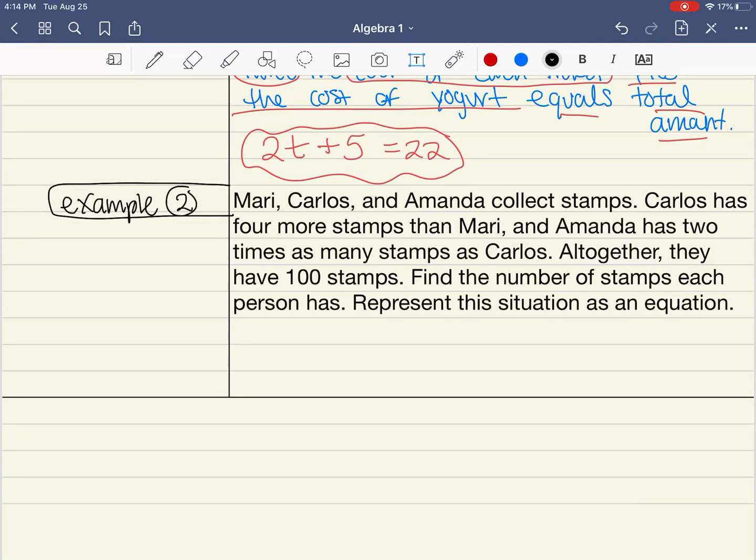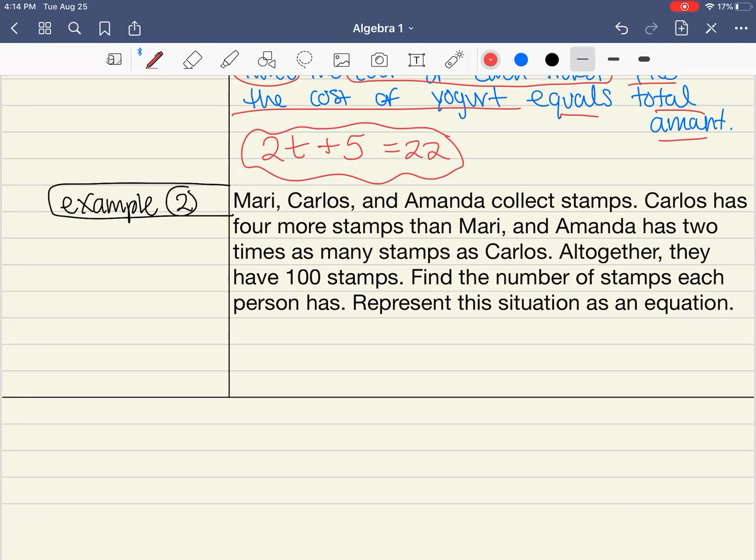Example 2. Mari, Carlos, and Amanda collect stamps. Carlos has 4 more stamps than Mari, and Amanda has 2 times as many stamps as Carlos. Altogether, they have 100 stamps. Find the number of stamps each person has. Represent the situation as an equation. Pause this video to write this problem down first.